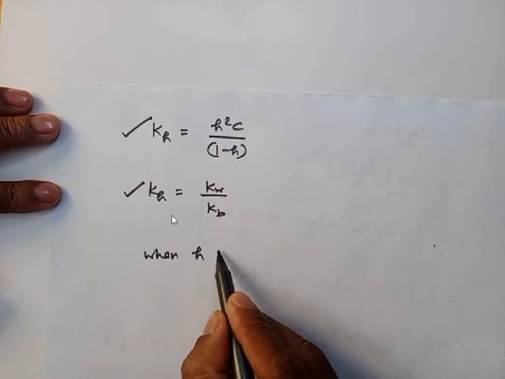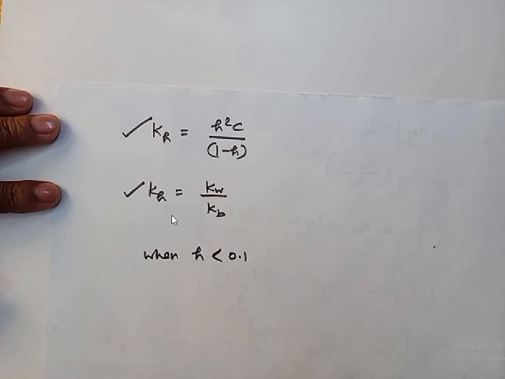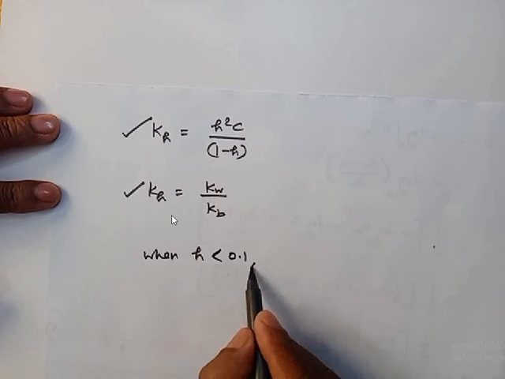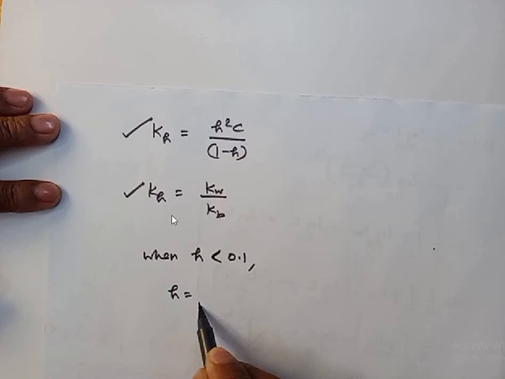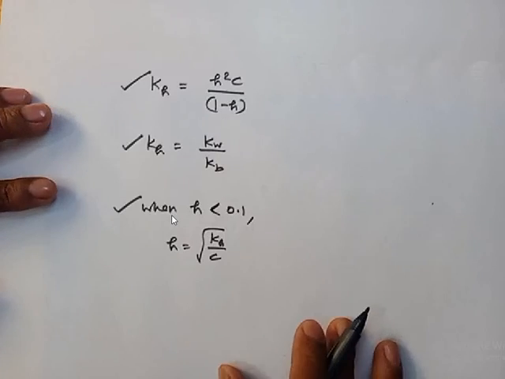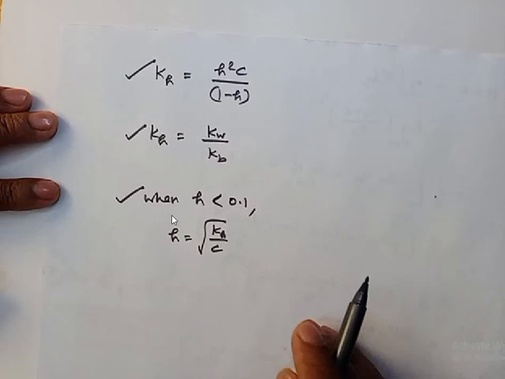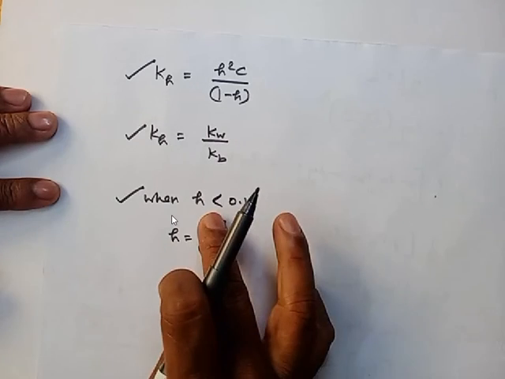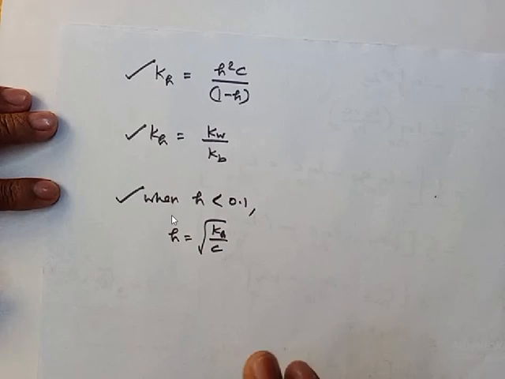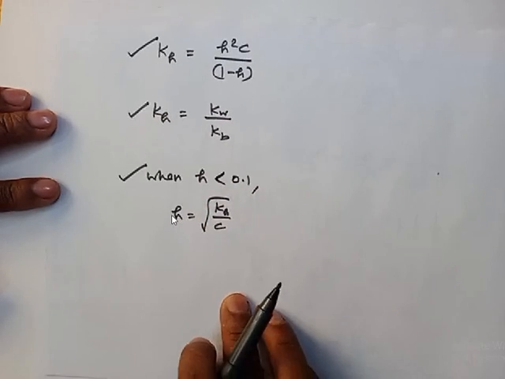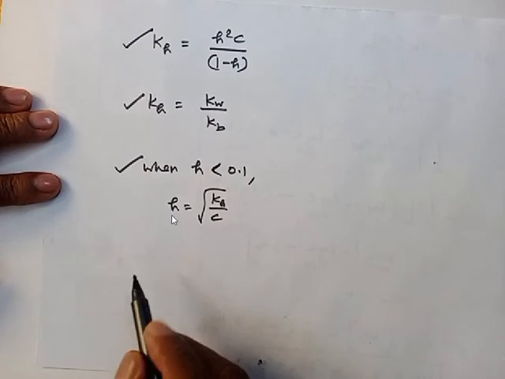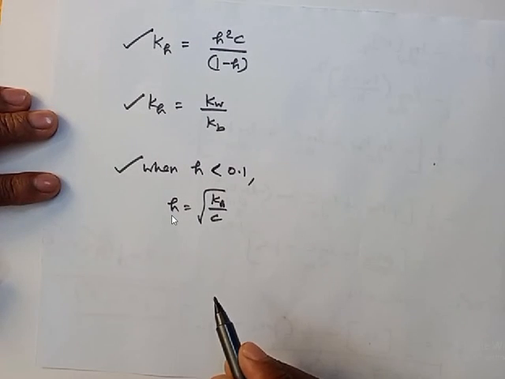And when the degree of hydrolysis is less than 0.1, under this situation you can write h is equal to root of Kh by C. This is also valid because for most of the salts I have told you the degree of hydrolysis will be less than 0.1. Under this condition you can write h is equal to root of Kh by C. Then after finding this you can find the value of pH.